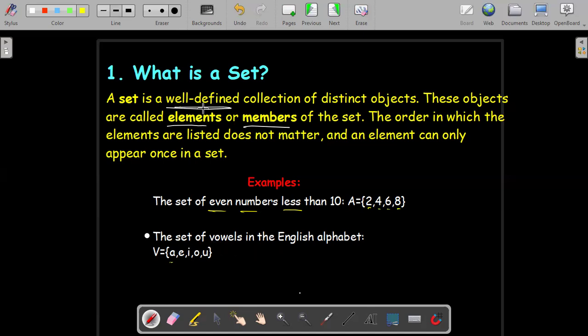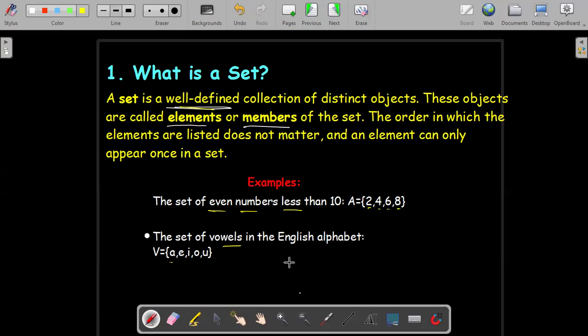So well defined, take note of this. Well defined is very important. That's why they're saying vowels in the English alphabet. Because if you keep it open as vowels, they can be vowels in maybe the Greek alphabet, and it's going to be different. If you talk of the Chinese alphabet, it's going to be different.